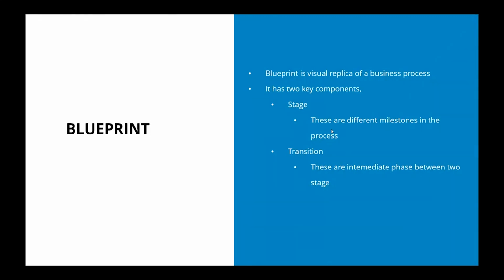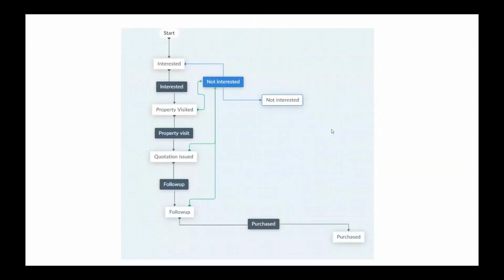So this is the overall concept of blueprint. So this is the blueprint I was talking about. When a lead is pushed into interested, so that is one stage, and from that stage is pushed into property visited, this is the second stage, and in between them, whatever is occurring is called the transition.